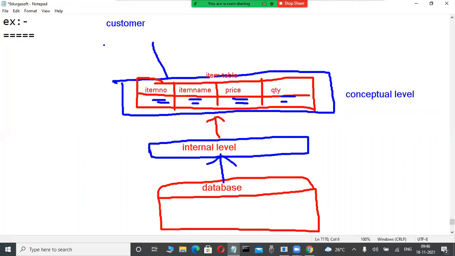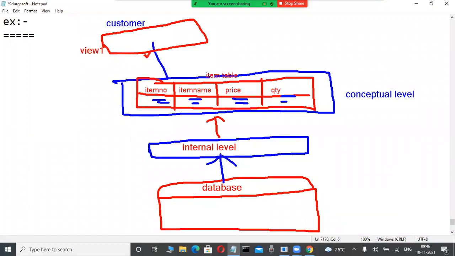From that table, they are creating a view. That view is given to this customer user only. In a project, in this view, this is one view, for example. This is a view they are creating. How they are creating a view, I am already telling you.